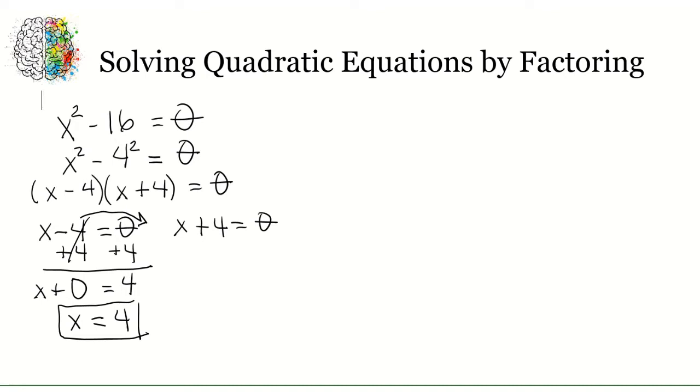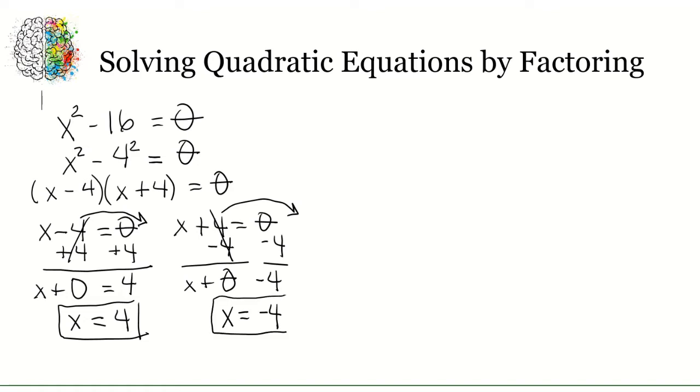And then for my second one, once again, I want to get that 4 over to the other side, so I'm going to move that by doing the opposite sign. I'm going to subtract 4 from both sides. That cancels those 4s to give that 0. And that's going to give me x equals a negative 4 as my other solution.